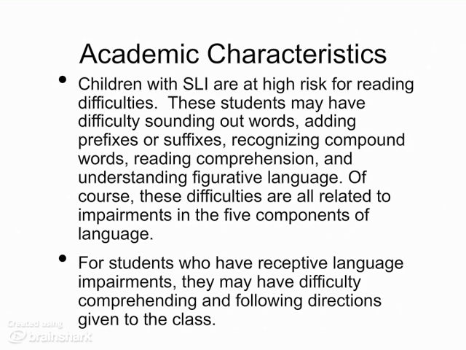As far as academic characteristics of students with speech and language impairments goes, these students are at high risk for reading difficulties. These students may have difficulty sounding out words, adding prefixes or suffixes, recognizing compound words, reading comprehension, and understanding figurative language. Of course, these difficulties are all related to impairments in the 5 components of language that were previously discussed. For students who have receptive language impairments, they may have difficulty comprehending and following directions given to the class.